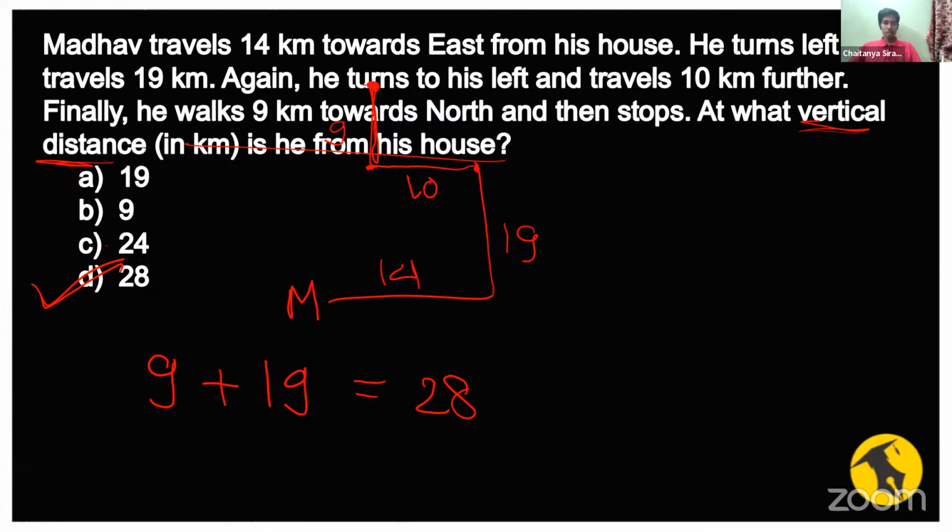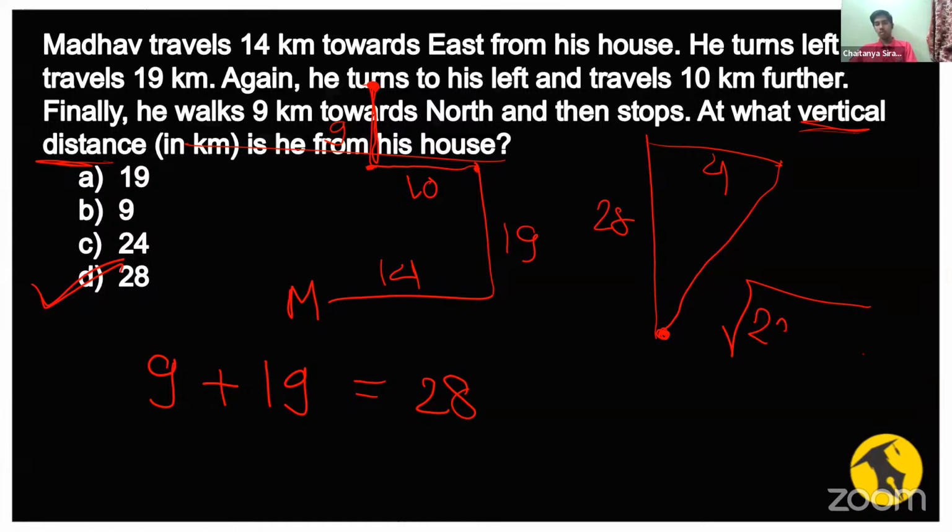Fairly easy question. Suppose they had asked what is the distance between final and initial. So Madhav started from here, let's say his vertical distance is 28. What's his horizontal distance? 14 minus 10, because he first moved 14 towards east and then came back 10 kilometers. So this would be 4. So the distance between final and initial would be 28 square plus 4 square, and you take a square root of it.